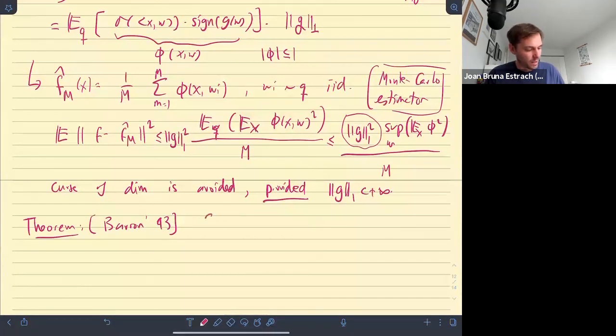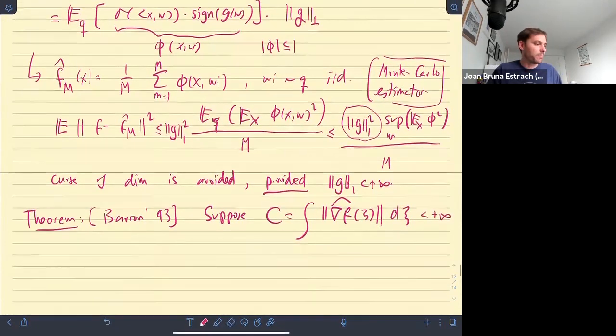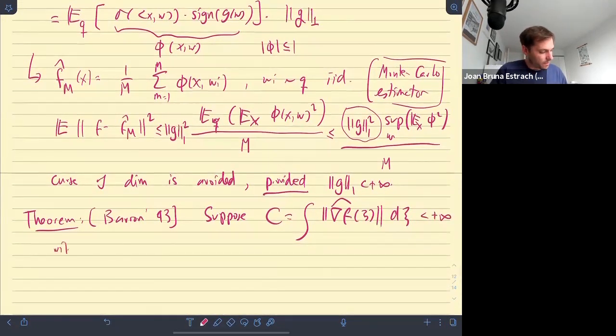So this will be the last thing. You define a norm that, instead of being the L1 norm of the Fourier transform of f, is the L1 norm of the Fourier transform of the gradient of the function, which, for those of you who know, is a kind of weighted L1 norm. Okay, so assume that this thing is finite with both f and f hat in L1.